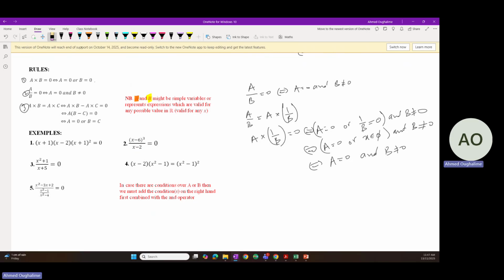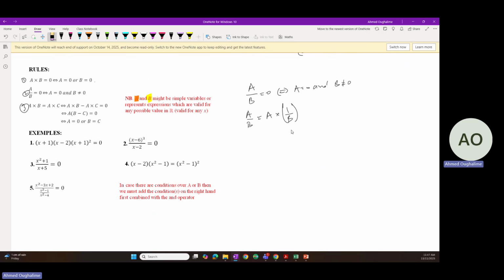Okay, so now I'm going to erase this. We understand what comes from the condition B different of 0 in the second property. Now we go to the third property. For the third property, I have A times B equal to A times C. How to solve this one?